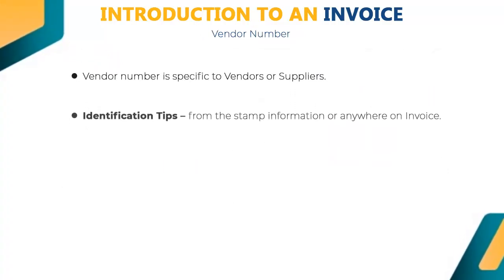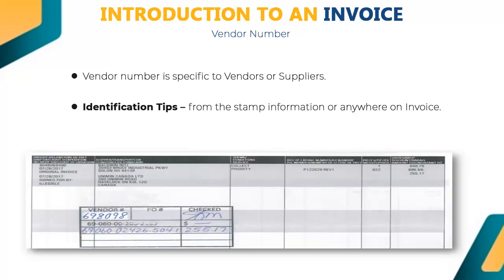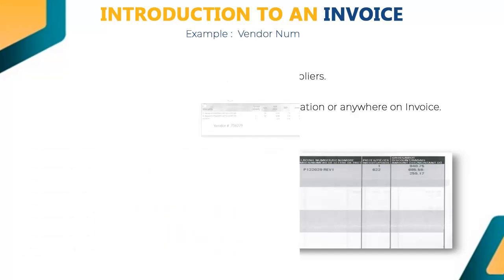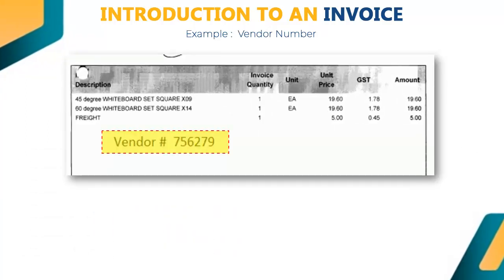Vendor number is specific to vendors or suppliers. Identification tips: from the stamp information or anywhere on invoice. Key from the keywords vendor number or vendor etc.